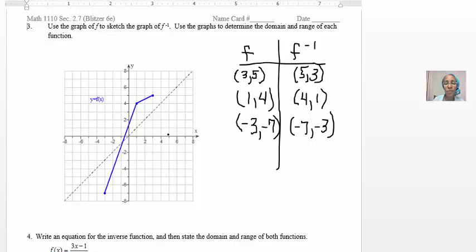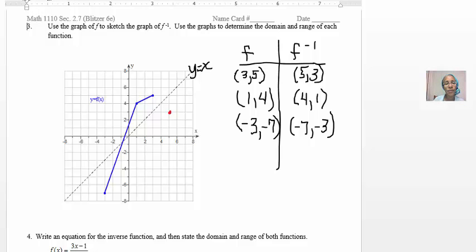So I'll plot the point (5, 3). And notice that's the mirror image of this point, if the line y equals x is our mirror. So notice this dashed line is the line y equals x. And notice how the distance from this point to this line, so the distance from y equals x to (3, 5), is the same as the distance from y equals x to (5, 3).